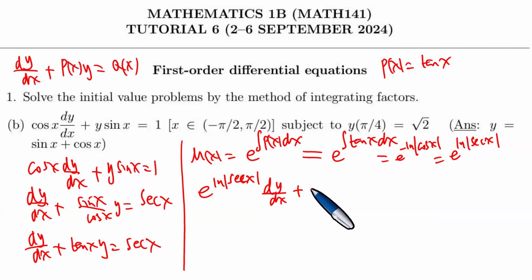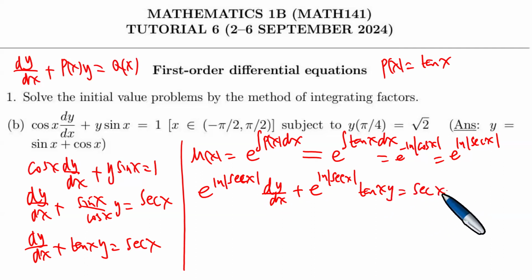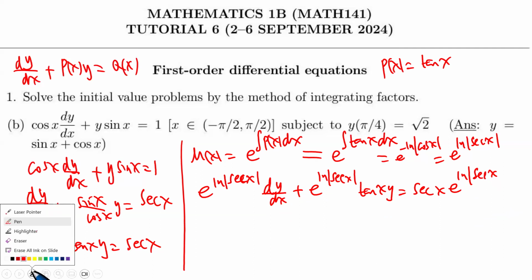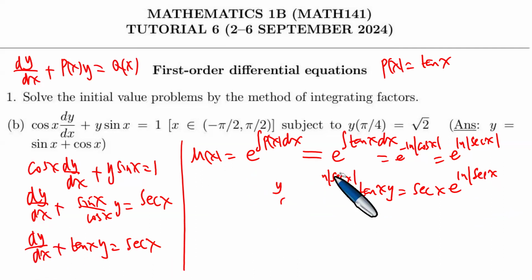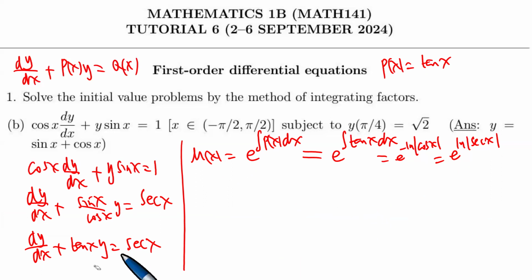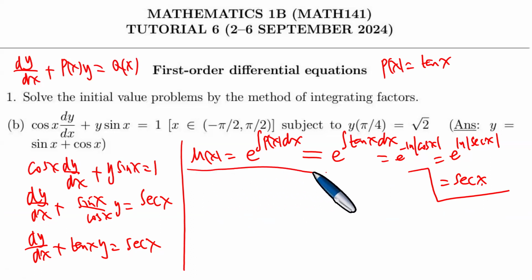We can simplify it, because what is e to the ln of secant of x? This is just the secant of x. So we can use that. Multiply both sides by the secant here, dy/dx.